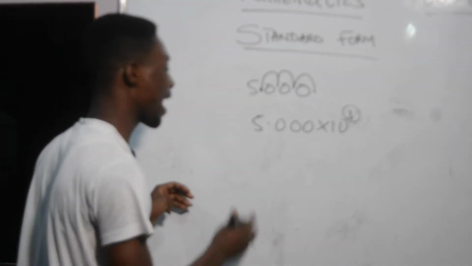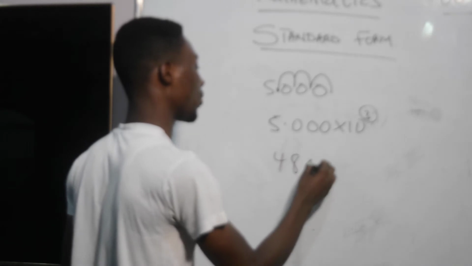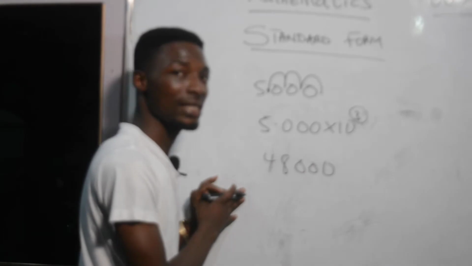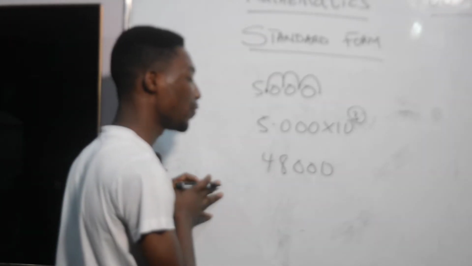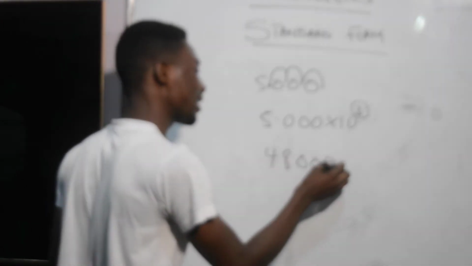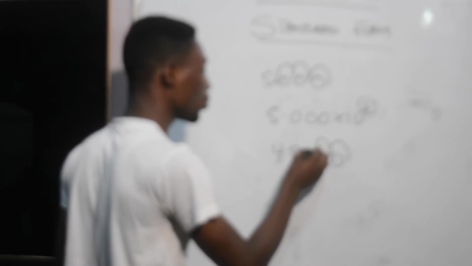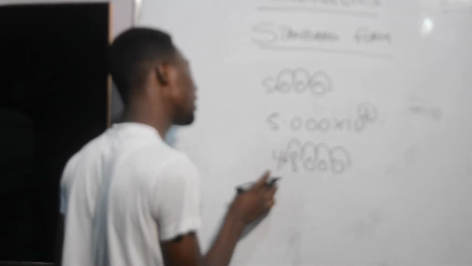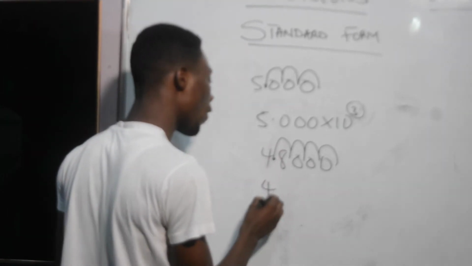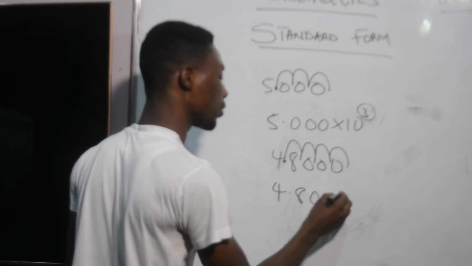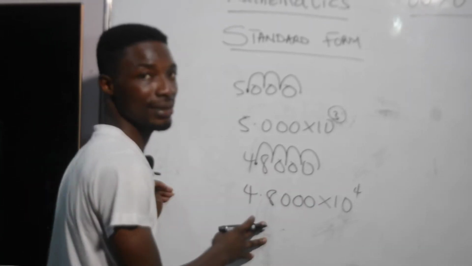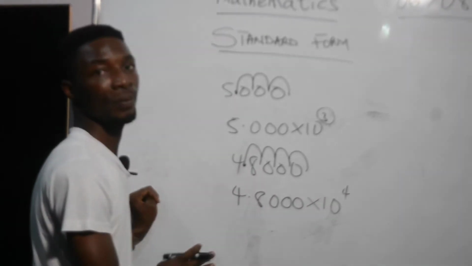Let's take another number like 48,000. I want to write 48,000 in standard form. So what I need to do first is to place a decimal point at the end of the last digit and start jumping. 1, 2, 3, 4 till I reach the back of the first digit. Alright, so now I have 4.8000 times 10 to the power 4. I jumped 4 times. That is why my power is 4.